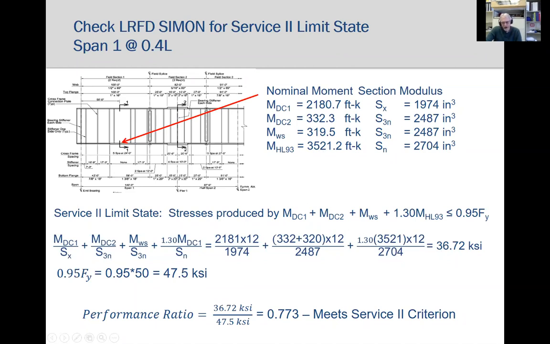The design limit of 95% of the yield stress is 47.5 KSI, so the girder meets the service limit criterion with a performance ratio, meaning the applied versus the available, of 0.773, the same that Simon calculated. However, this is a look at only the 0.4L location in only span 1. Simon will check the design requirements along the entire length of the bridge. The results allow the engineer to modify and adjust the design or let Simon redesign portions of the girder for a practical and economical steel girder design.